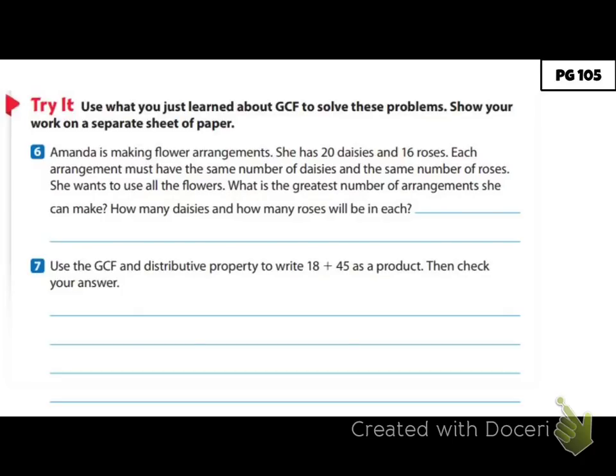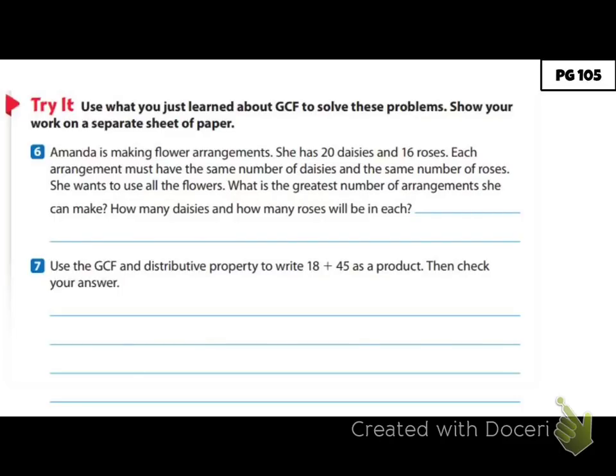Okay, so 6 says Amanda is making flower arrangements. She has 20 daisies and 16 roses. Each arrangement must have the same number of daisies and the same number of roses. She wants to use all the flowers. What is the greatest number of arrangements she can make? How many daisies and how many roses will be in each?